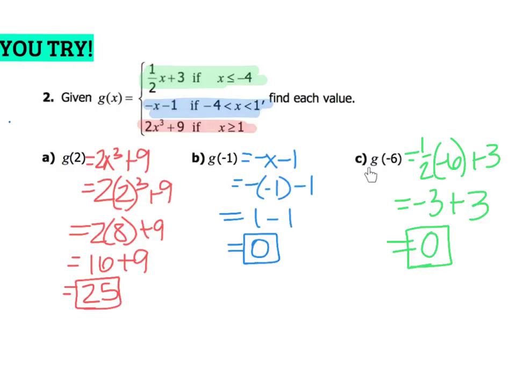And last but not least, C, g of -6, so x is -6. Which domain does that fall in? Well, that falls in x is less than or equal to -4. So this is the function we're going to be using. And then we just plug in -6 for x. We end up with 1/2 times -6 gives you -3, add 3, and that's how we get 0 for C.